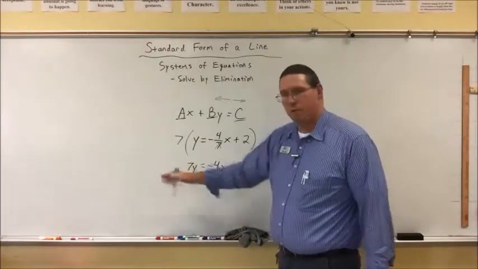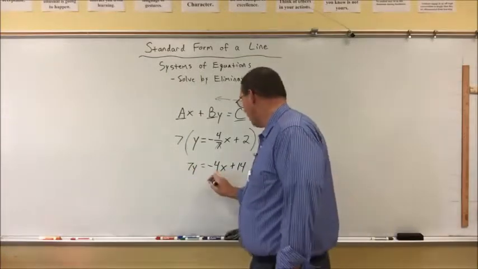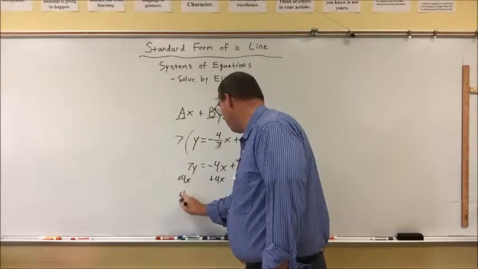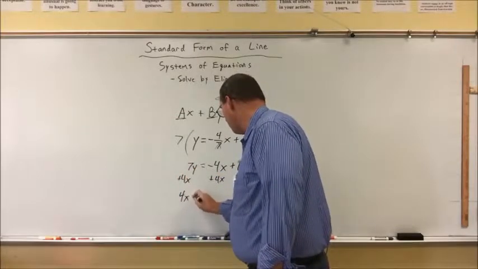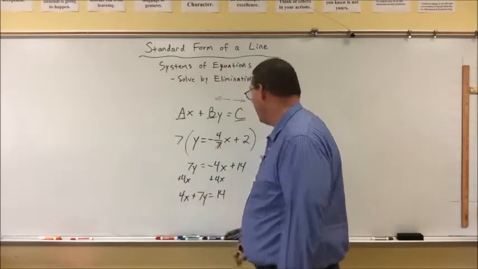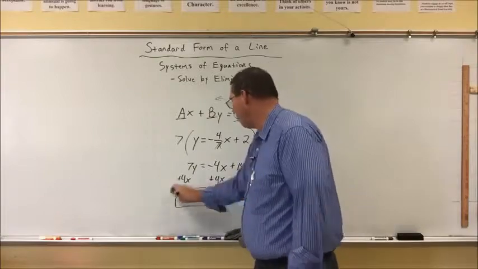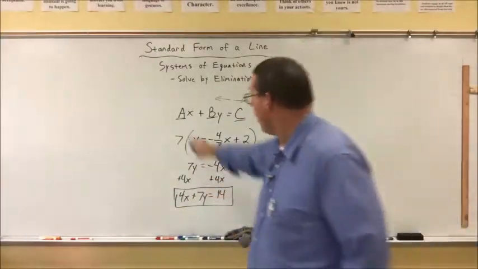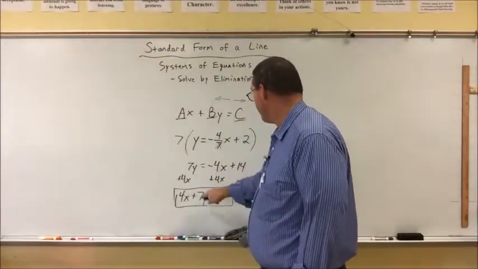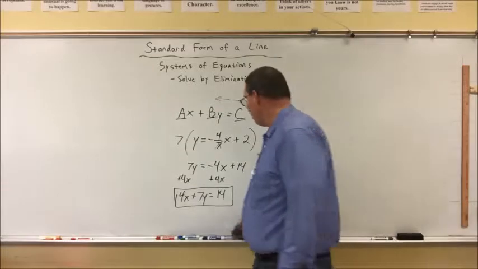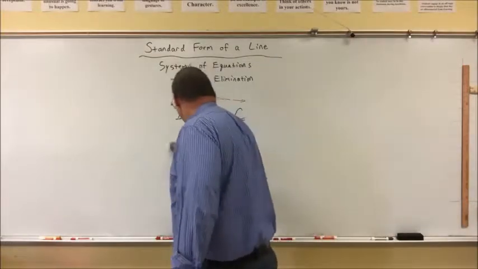Now I can move the x over to the left side of the equation. If I add 4x to both sides, I get 4x plus 7y is equal to 14, and this is now my standard form of the line. 4x plus 7y equals 14. See, our a is 4, our b is 7, and our c is 14. Okay, let's do one more example of the standard form of a line.